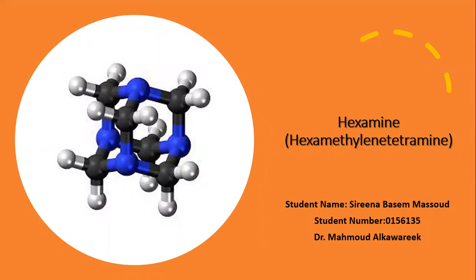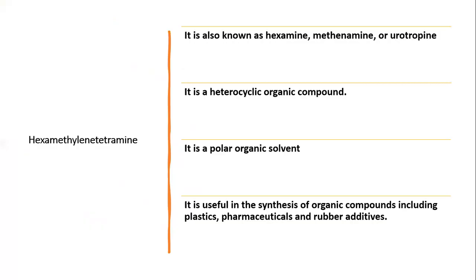Today I will talk about the biocide hexamine, or in other words, hexamethylene tetraamine. For general properties of hexamethylene tetraamine, it's also known as hexamine, methenamine, or urotropine. It is a heterocyclic organic compound and it is a polar organic solvent. Also, it is useful in the synthesis of organic compounds, including plastics, pharmaceuticals, and rubber additives.